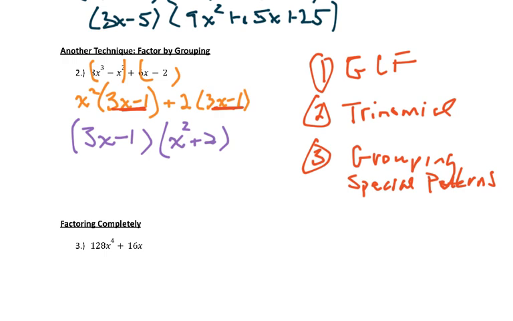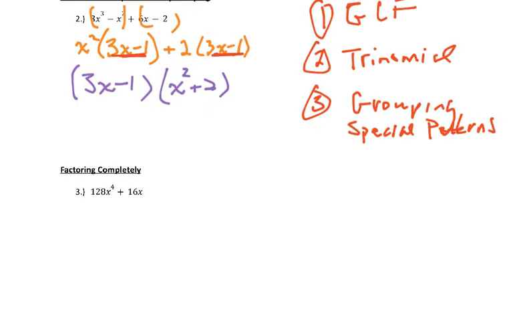So now let's try some problems and think about how we're going to approach factoring them. So up first we have 128x to the fourth plus 16x. Remember to think, can I find that greatest common factor first? So you might be thinking, well, 8x I could factor out, and then I'd be left with 16x cubed plus 2.